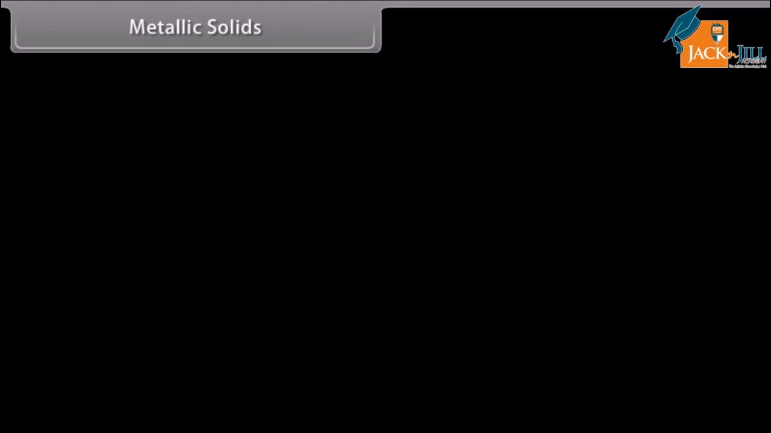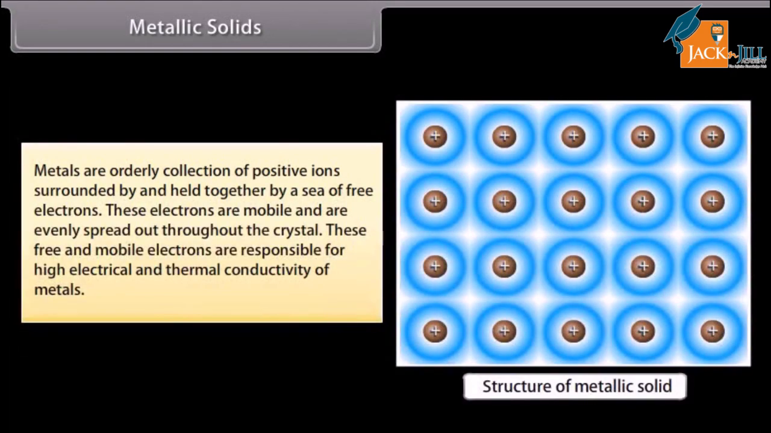Metallic solids. Metals are an orderly collection of positive ions surrounded by and held together by a sea of free electrons. These electrons are mobile and are evenly spread out throughout the crystal. These free and mobile electrons are responsible for high electrical and thermal conductivity of metals.